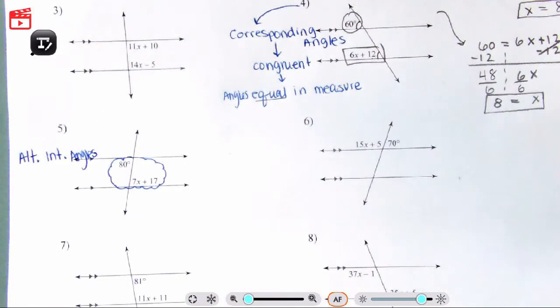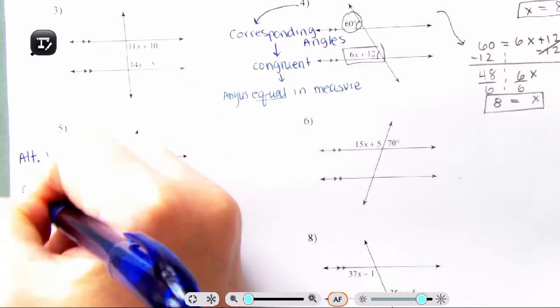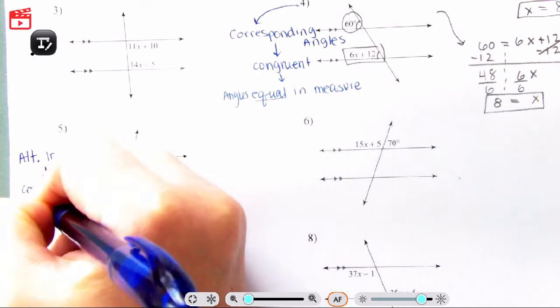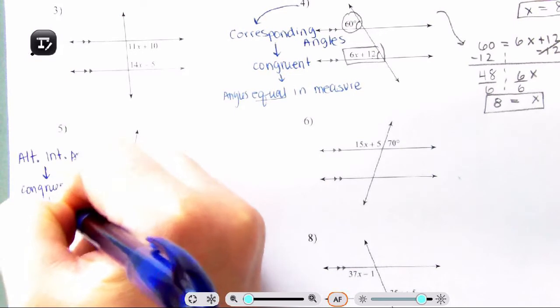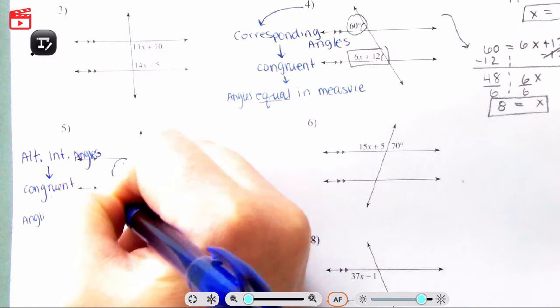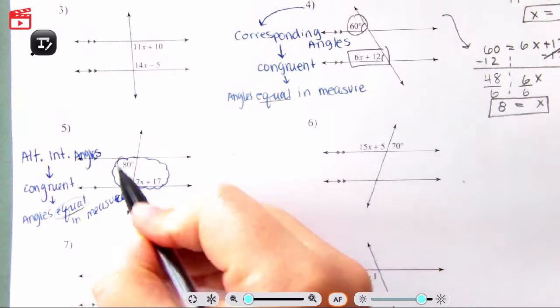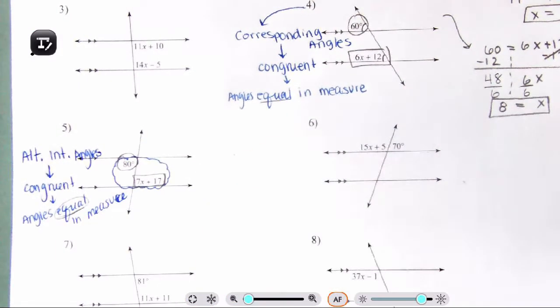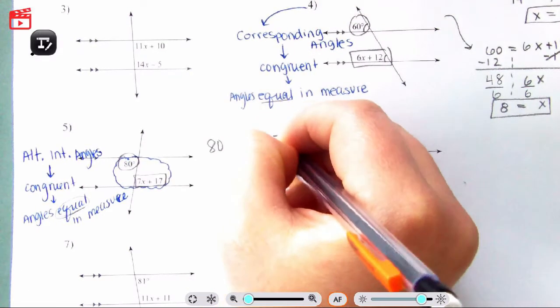Alternate interior angles. What does it mean to be alternate interior angles? That means they are congruent. And what does that mean? That means their angles are equal in measure. Okay, so the keyword again is equal. So that means these two angle measures are equal to each other. So I'm going to say 80 is equal to 7x plus 17.